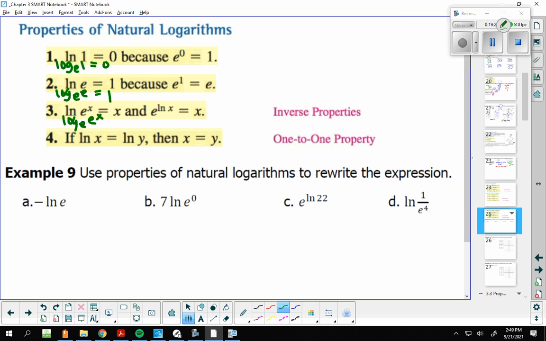And then same thing, if you have natural log on both sides, then your arguments x and y are equal. Okay, so use properties of natural logarithms to rewrite the expression. So we know that ln of e is 1. That's property 2. So we know that part's 1. And then we have times the negative out front. So we just get -1.